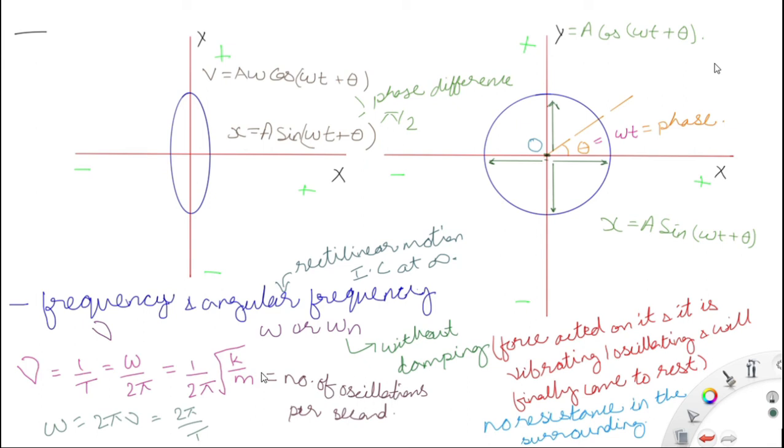Now omega is equal to 2 pi mu, which is equal to 2 pi by T, because mu is nothing but 1 by T.